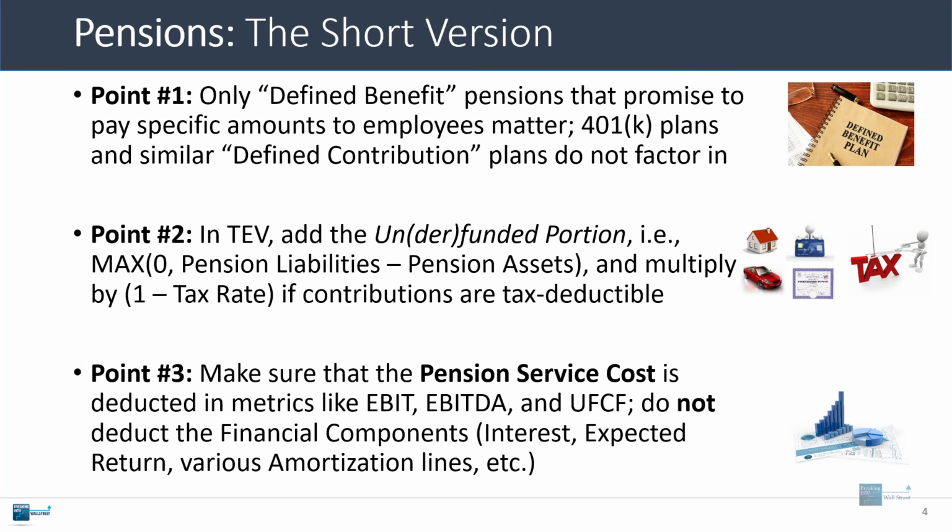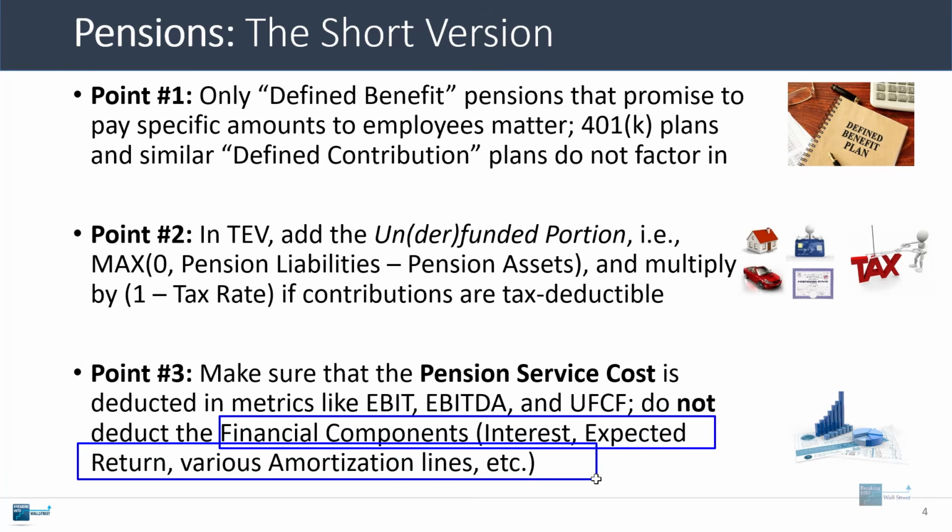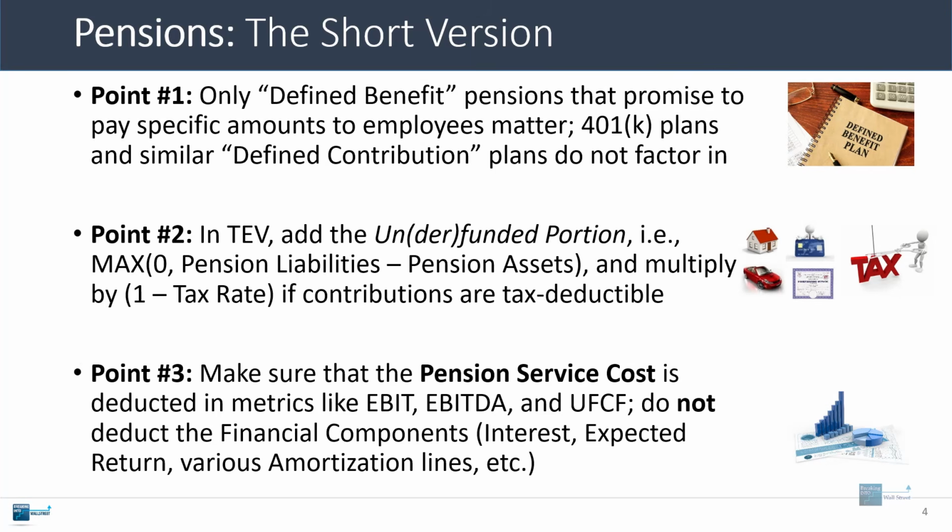When you are calculating valuation multiples, you want to make sure that the pension service cost is deducted in metrics that pair with enterprise value, such as EBIT and EBITDA and unlevered free cash flow. But you do not want to deduct the financial components like the interest or the expected return or the various amortization and adjustment line items to the pension plan itself, because those are considered financial rather than operational in nature. So those are the most important points.